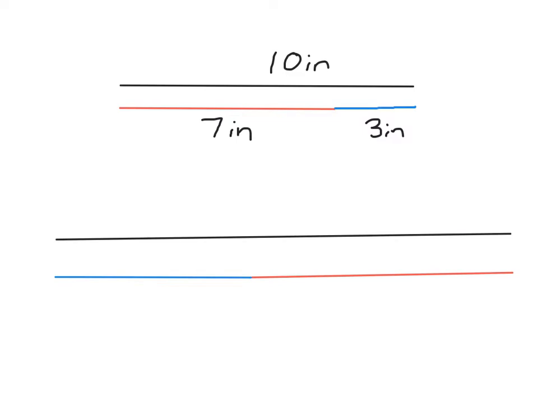Let's try another one. On the second example, I have the black line. I'm going to say that the black line would be equal to 30 feet. So the blue line and the red line should also be equal to 30 feet if I combine them. What happens if the blue line is equal to 15 feet? Then if I wanted to figure out the length of the red line, I would just subtract 15 from 30, and it would also be 15 feet. 15 plus 15 gets me my 30.